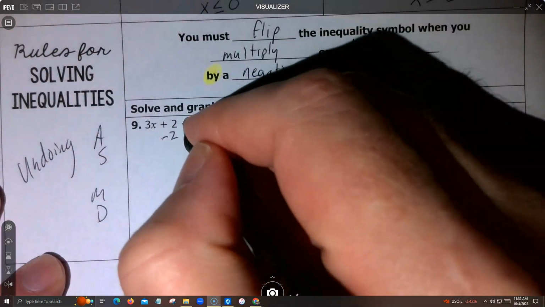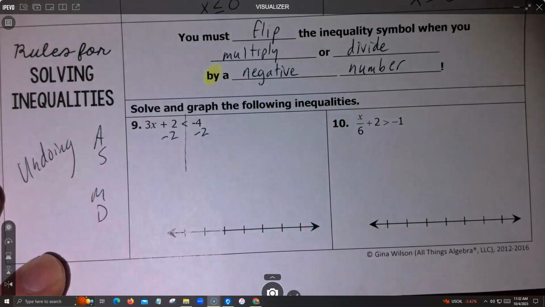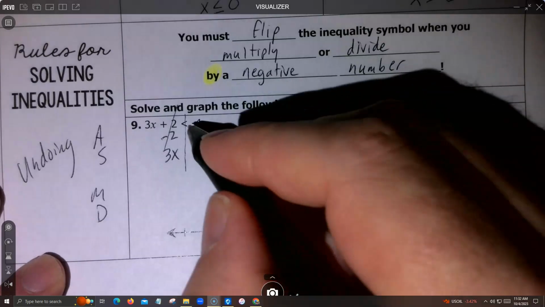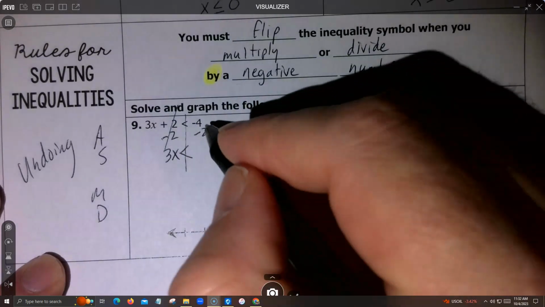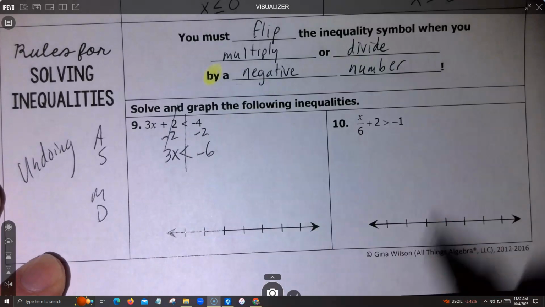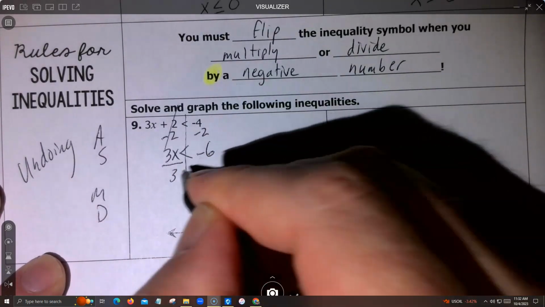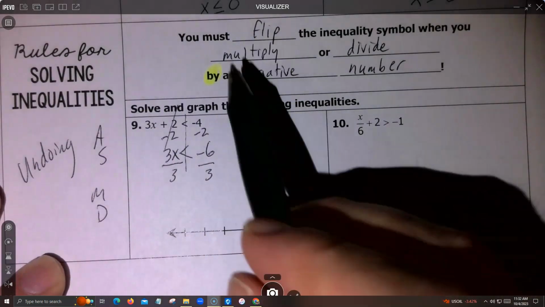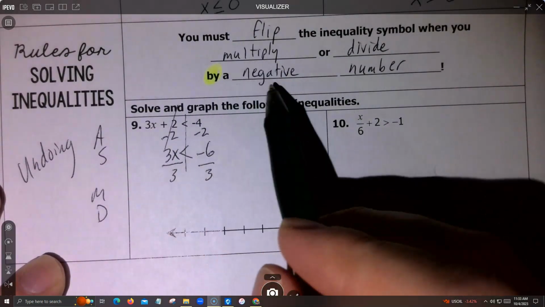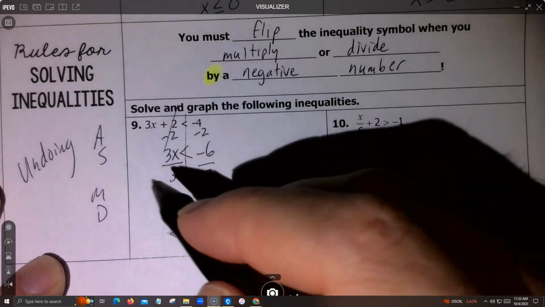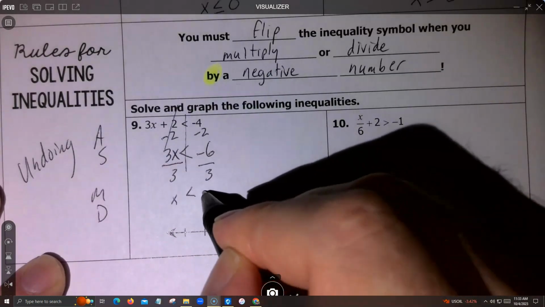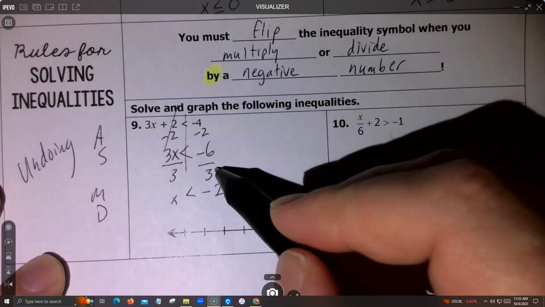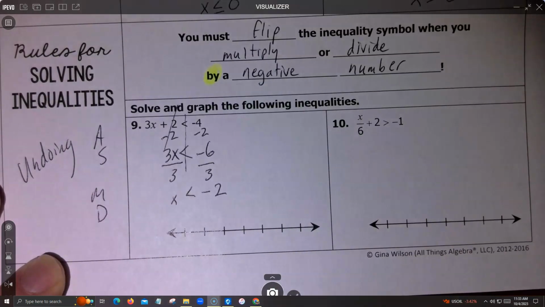Now, again, I would put that little vertical line in there until you get used to it, and then put a 3x because these are gone. I got my symbol. And then I have -4 minus 2, which is -6. Okay? Divide by 3. See how I divided by a positive number? So this rule up here does not apply. I didn't divide by a negative. I divided by a positive. So x is less than -2. Even though I have a negative in my problem, I did not divide by a negative. So I'm going to leave it alone.